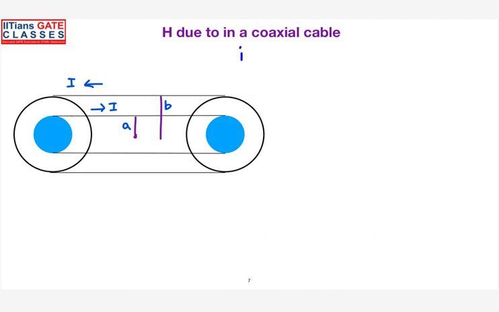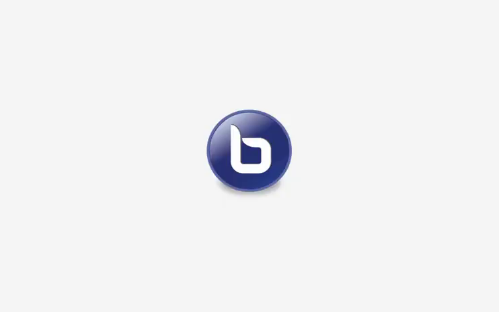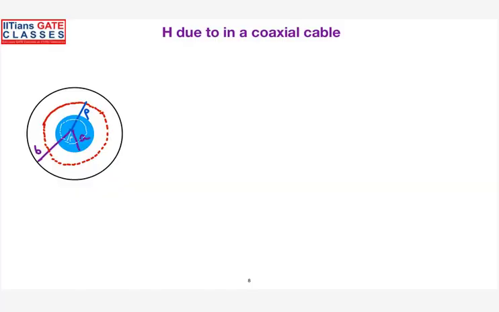So in the first case, let us consider a point which is less than A, which means rho less than A, meaning you are inside the inner conductor. Let me explain in this slide, so it is better. When you consider inside the inner conductor, what will happen? This is your inner conductor boundary and this is your outer conductor boundary.